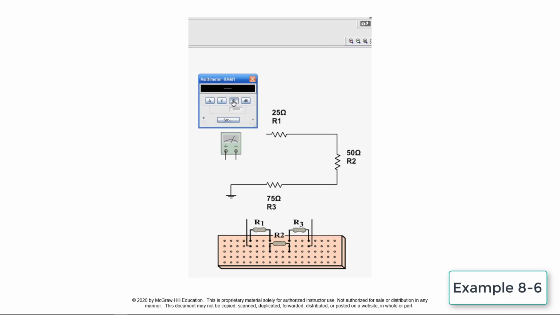The calculated total resistance value is verified by connecting the ohm meter into the open ends of the circuit, turning on the simulation, and observing the display readings.